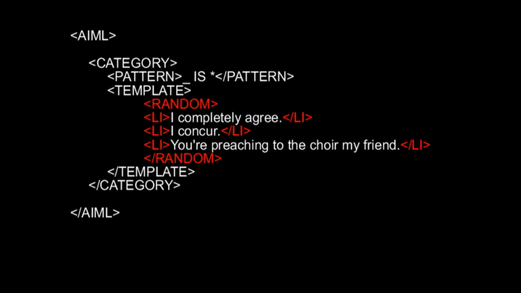If you're looking to make your bot seem more human, it's beneficial to use the random and the LI tags. The random and LI tags allow you to use different responses for the same pattern. The random tag lets your bot know that you're using different responses, and the LI tag lists the different responses out.